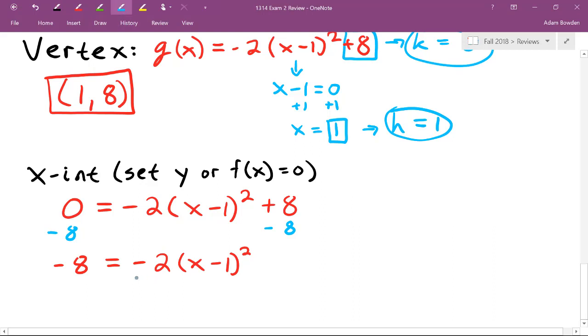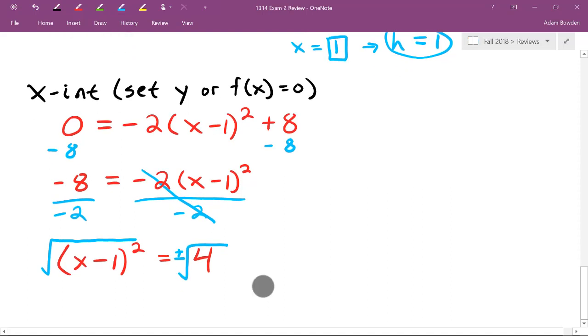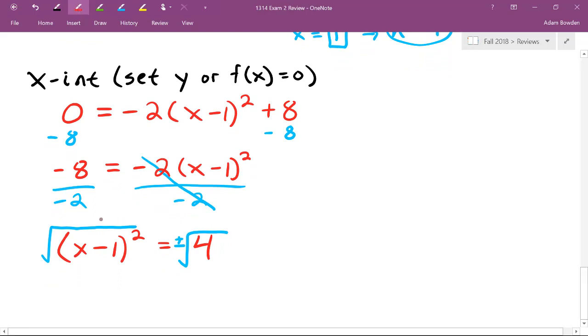Now the 2 out in front needs to be moved away from the front of these parentheses. We can do that by dividing it out from both sides. And now we'll have the (x - 1)^2 by itself equal to -8 divided by -2, which would be a positive 4. Now what we're going to do is take the square root of both sides, making sure to put a plus or minus in front of the number. The square root will cancel out with the second power, leaving us with just x - 1 equal to plus or minus 2.